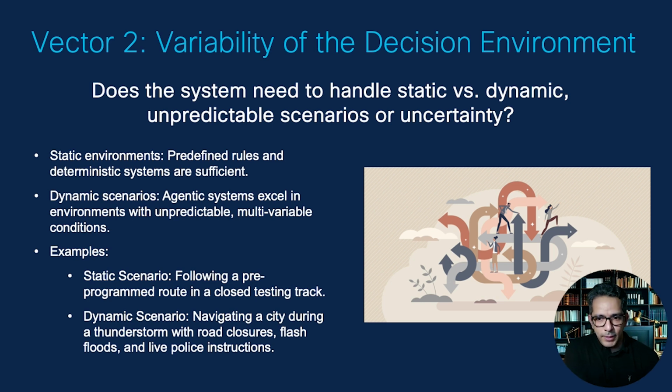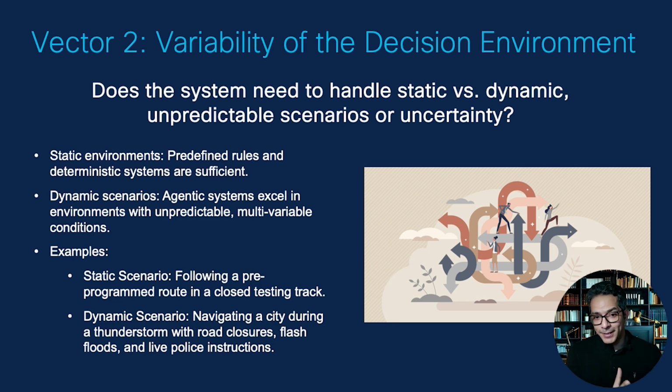So example, a self-driving car navigating during a thunderstorm encounters flash floods, blocking several routes, and then there are live police manually redirecting traffic, and there can be accident-related congestion updates. In this case, unless the deterministic system already accounted for all of these, it's unlikely it will perform really well.